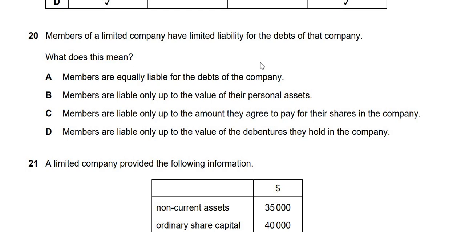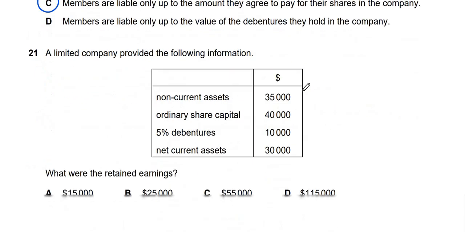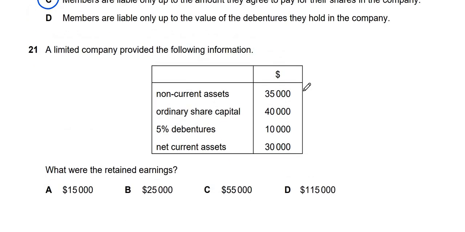So look, for this question, limited liability of members or shareholders actually means that they are only liable to lose their investment to pay debts of a company in case of bankruptcy. So the answer is going to be C in this case. Okay. Moving on to question 21.